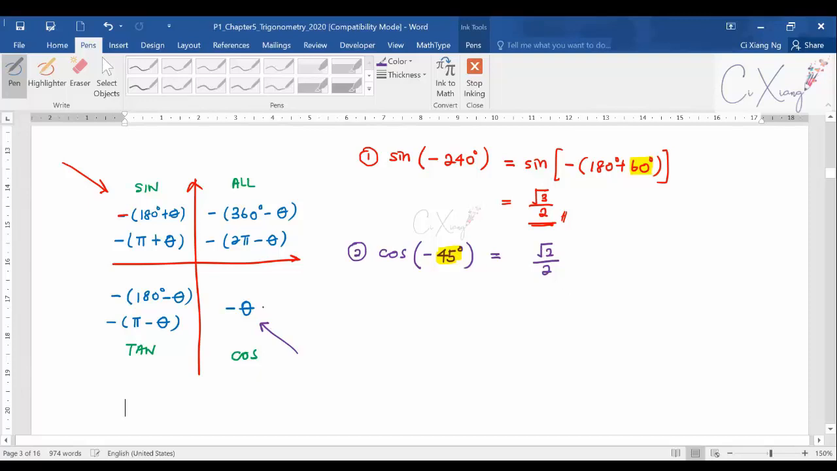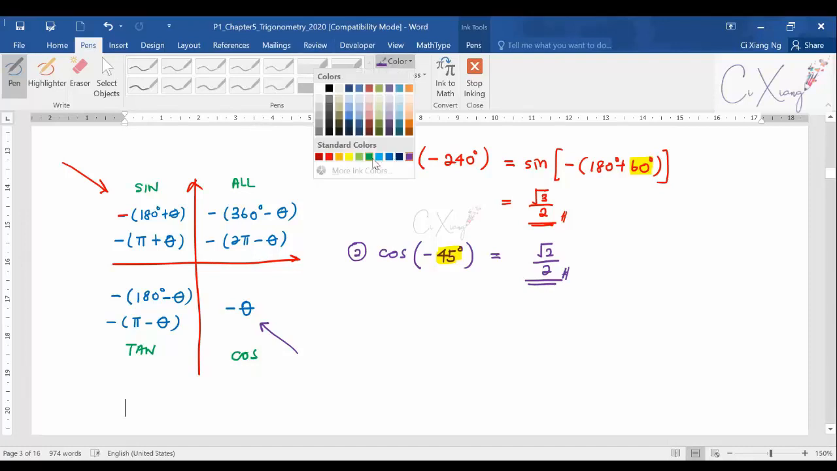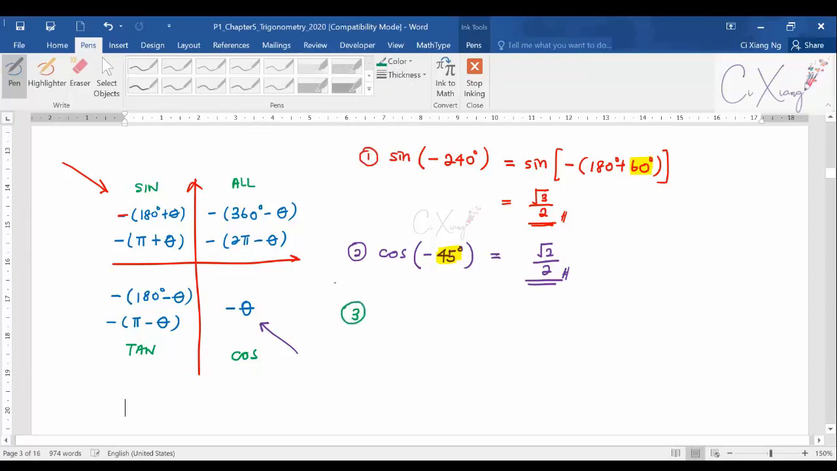And then you look at the quadrant here. This is the fourth quadrant, and in the fourth quadrant, cos is positive. Therefore, it is a plus, and your final answer is square root 2 over 2. Okay, next one. How about if I want you to find the value of tangent, maybe tangent negative 300? How do we get the value for tangent negative 300?